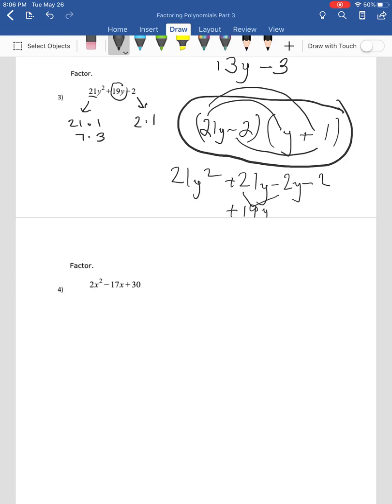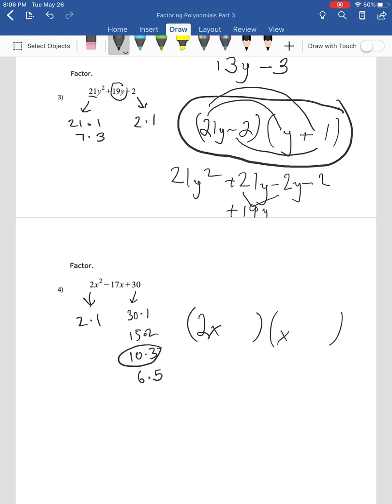And here for the 2, the only possibility is 2 and 1. For the 30, we've got a bunch: 30 times 1, 15 times 2, 10 times 3, and then 6 times 5. So we know we're going to have a 2x and an x. I'm going to try the 10 and the 3. No real reason why, but let's see how that goes.